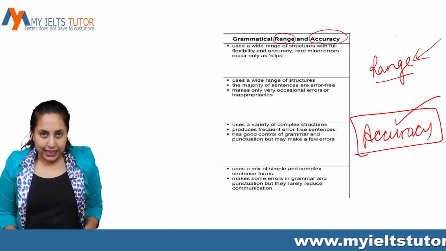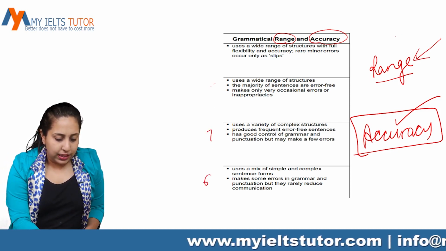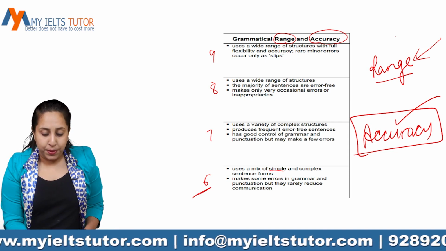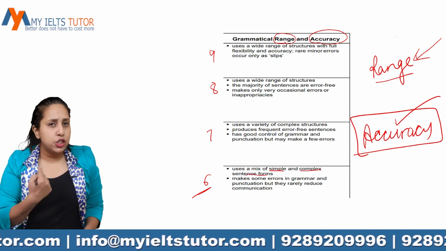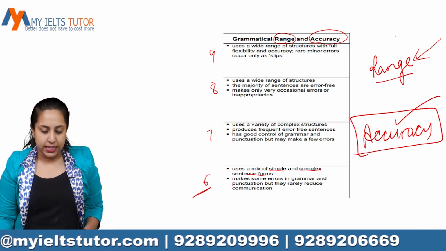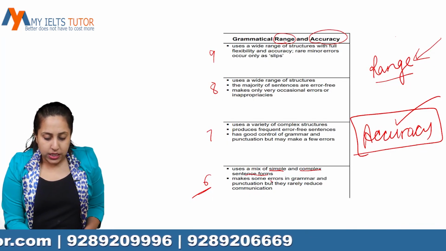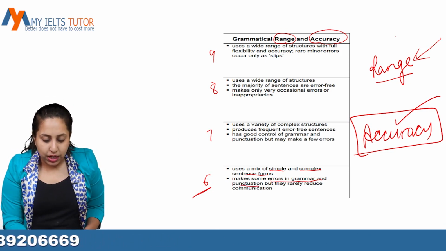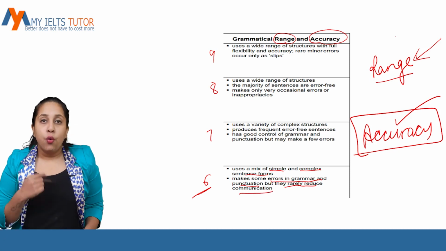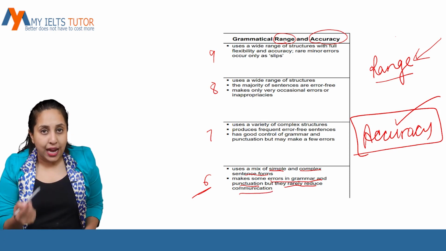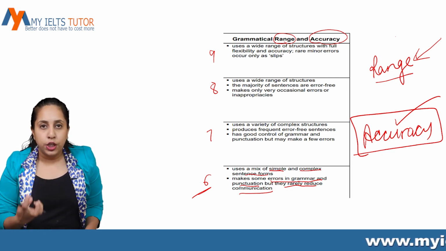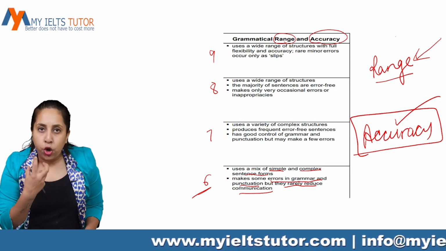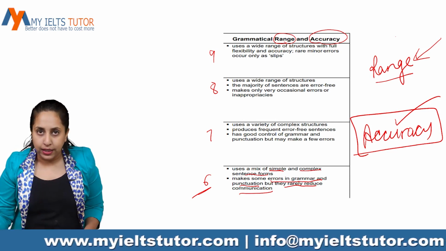So as per the marking criteria, if I see band 6, 7, 8 and 9. A band 6 student is using a mixture of simple and complex sentence forms. It means he is using simple sentences and complex sentences. Now, he is making some errors in grammar and punctuation. You should use correct punctuation as well, but they rarely reduce the communication. Whatever you are trying to say, whatever you are trying to write, that communication is rarely reduced. इसका मतलब जो भी आप ideas express कर रहे हो वो examiner को समझ आ रहे हैं, आपकी communication effective हो रही है, but very rarely, right?